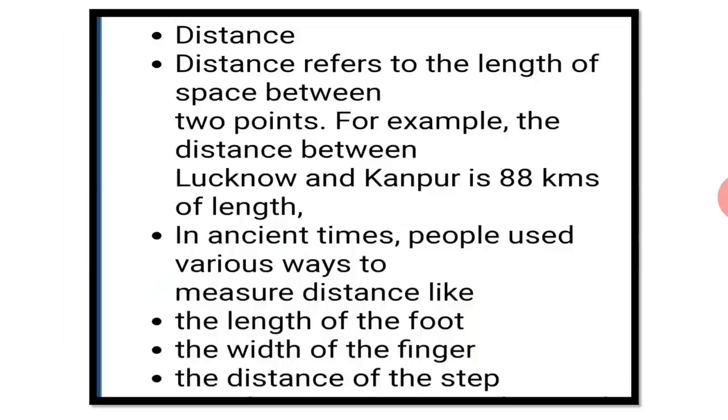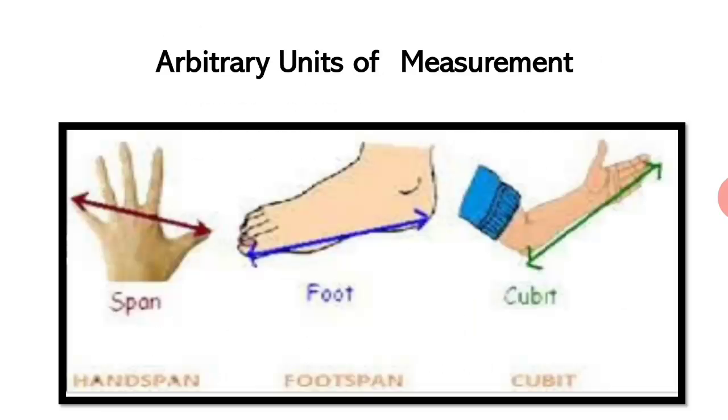In ancient times, people used various ways to measure distances, like the length of the foot, the width of the finger, the distance of the step. This is basically known as arbitrary units of measurement, like span, hand span, foot span and cubit. Hand span is the distance between the thumb and the little finger, foot span is your thumb and the heel, and cubit is the measurement from your elbow to the middle finger.